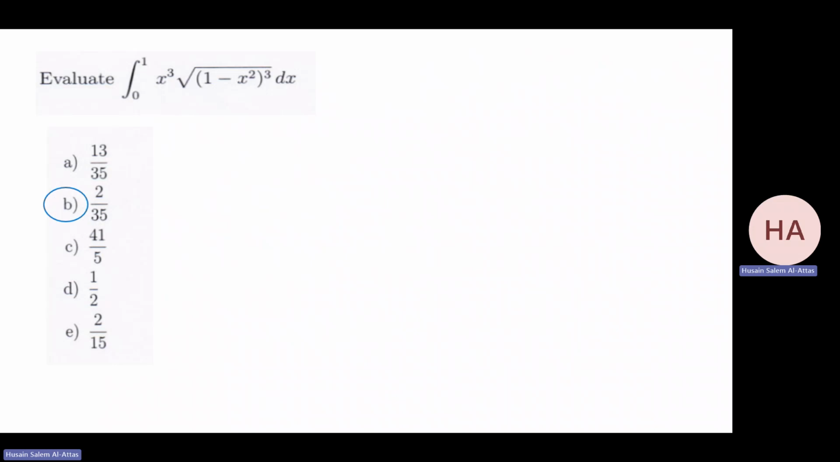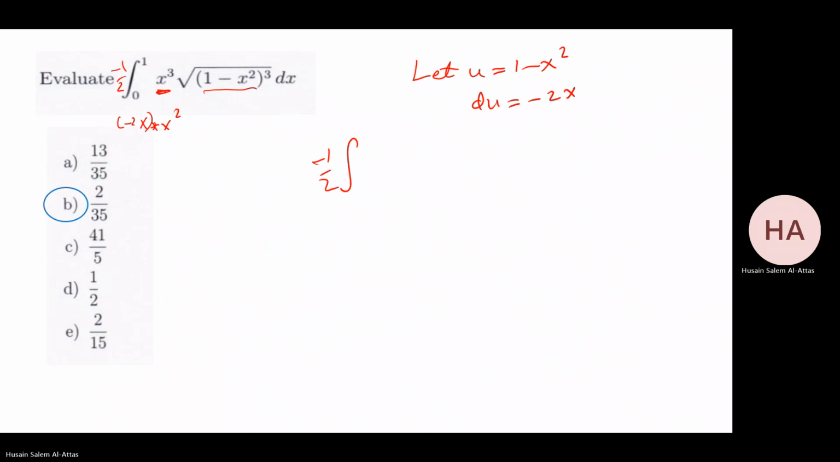Okay, now we'll go to the old exam questions. Let me try to do as much as I can. Yeah, very clear. I will have this is u. Du will be minus 2x. So this integral, I will write x cubed as x times x squared, or minus 2x. So I have minus half outside. When x is 0, u will be 1, and when x is 1, u will be 0. You know what? Let me do it. Yeah, so that's very clear.